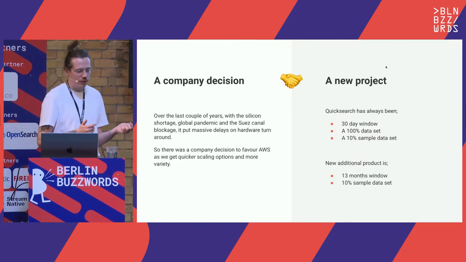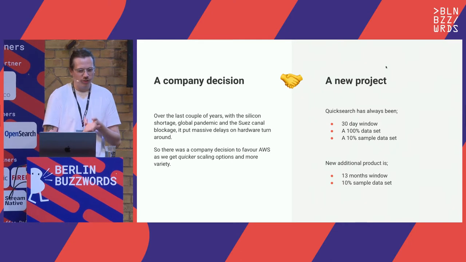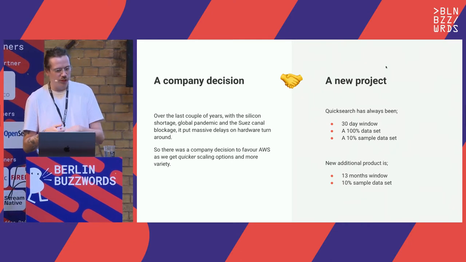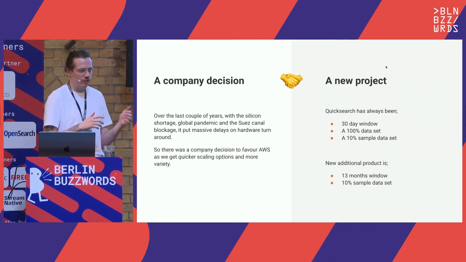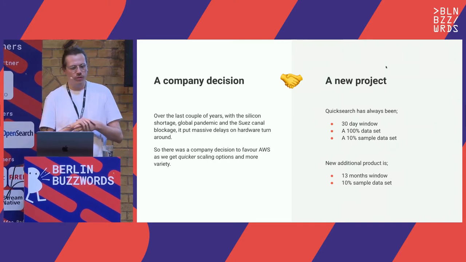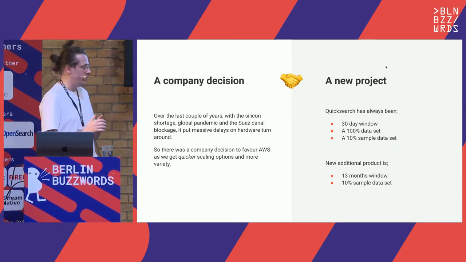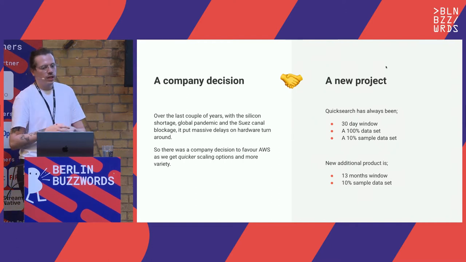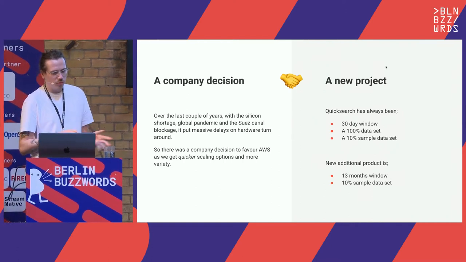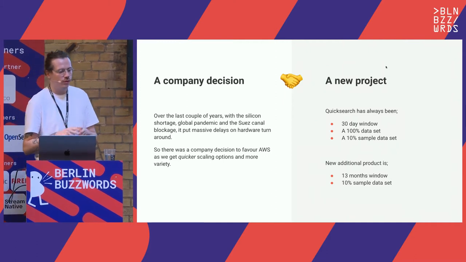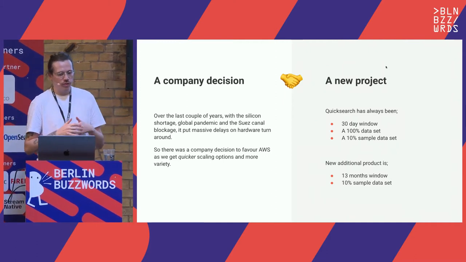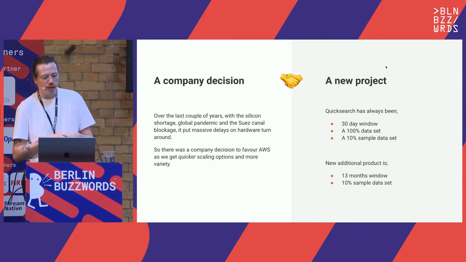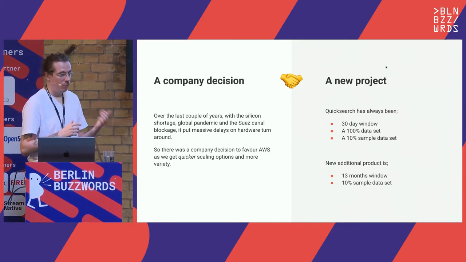And over the last couple of years, with the pandemic, the silicon shortage, and the canal blockage, it put a massive delay on hardware turnaround for us. So what would be several weeks turned into many months. So it just wasn't scalable for us. And so we made the company decision to prioritize AWS instead of data center, as this will give us quicker scaling options. And this came about the same time that we were given a new project.